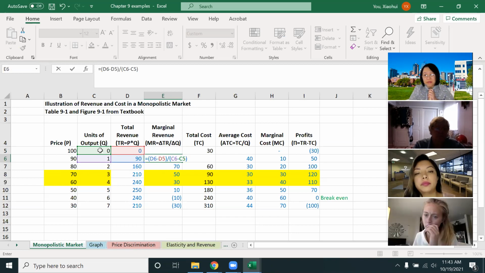Professor Yu? Yeah. I guess I'm just lost on the spreadsheet that you're doing it on. Is this in the module 5 assignment? No, this is the chapter 9 examples.